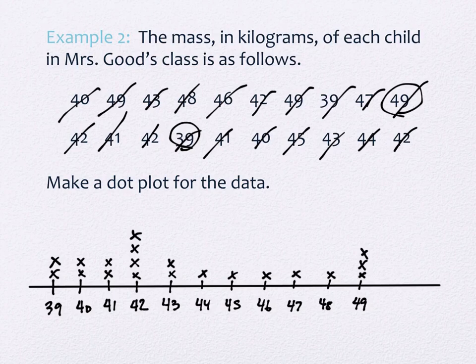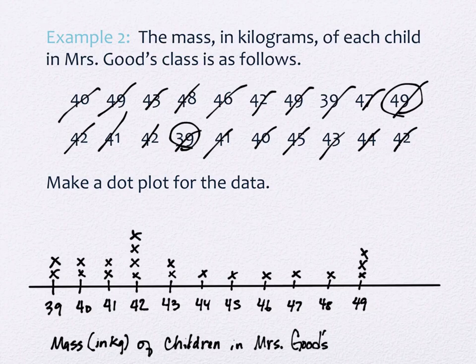Do you know what it is? Title. Got to have a title. What is this information displaying? The mass of each child. Yeah. So it's mass, and we need to say in kilograms or it doesn't make sense, okay? So mass in kilograms of children, or you could say of each child would be fine too, children in Mrs. Good's class.